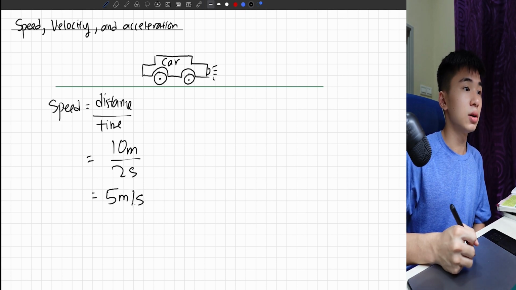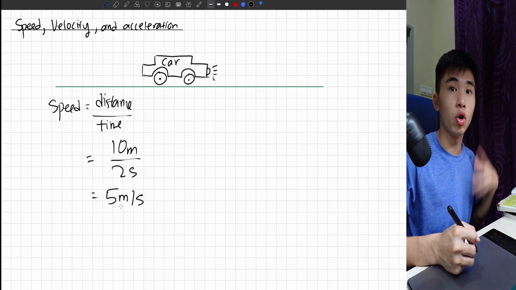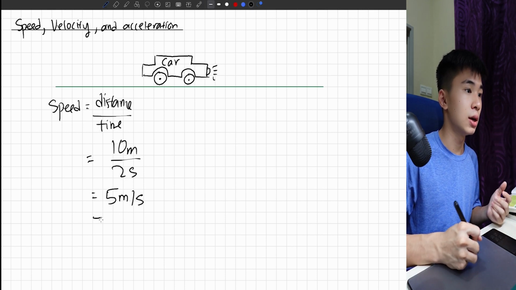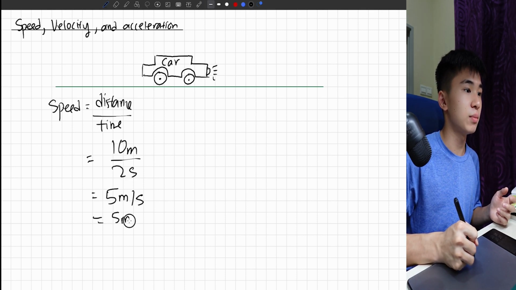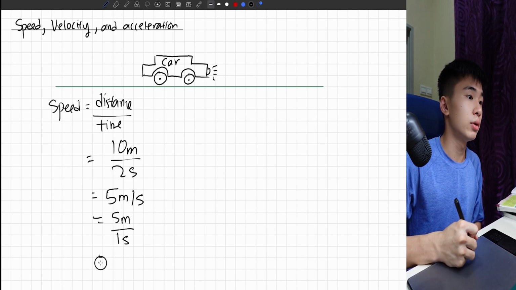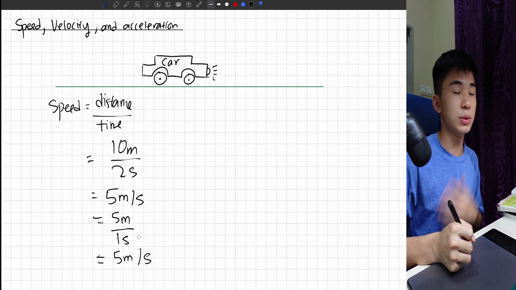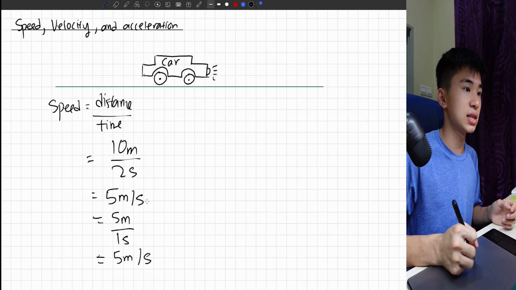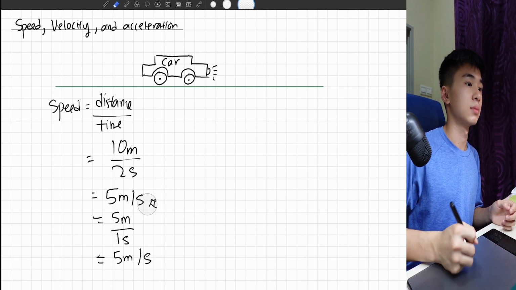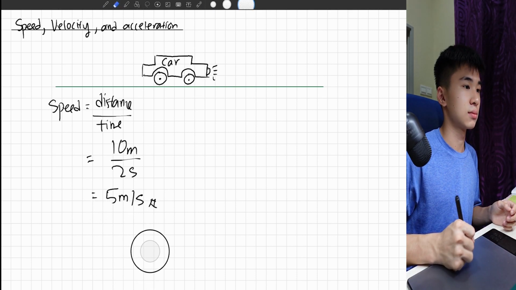This line here is actually a fraction, something over something. So in this case, it's 5 meters over 1 second, where we do not write the 1, we only write it like this. This s represents 1 second. So this is the final answer. Let me just erase this first, okay?